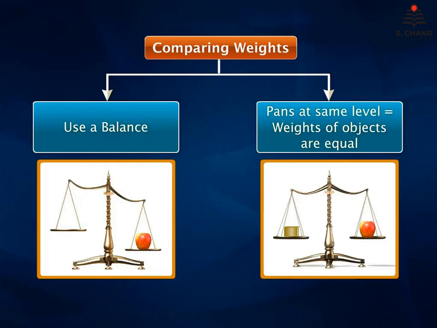We use a balance to compare weights of different objects. When the pans of a balance are at the same level, the weights of the objects in its pans are equal.